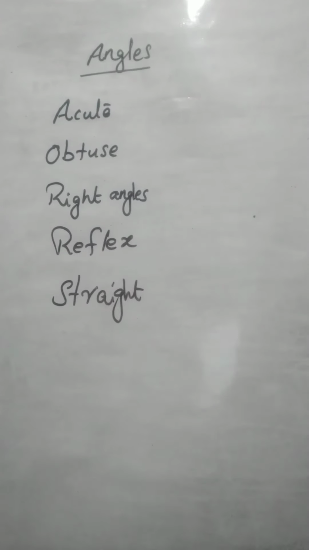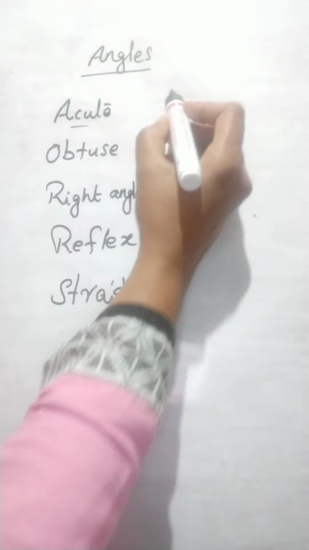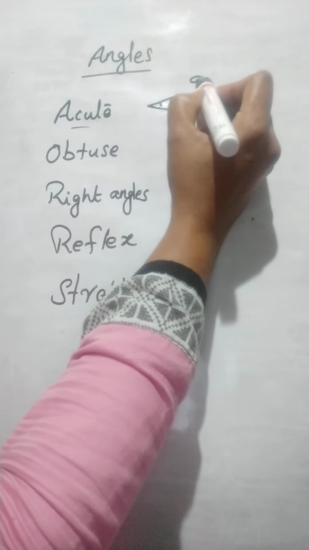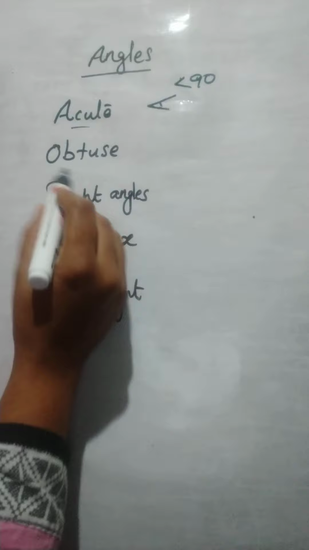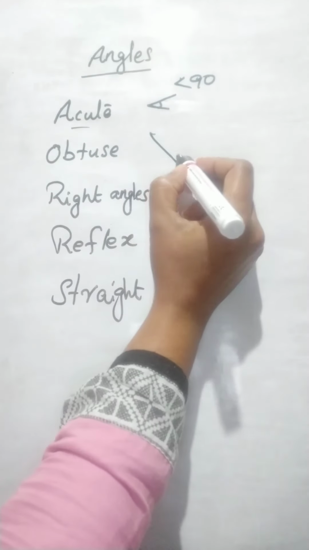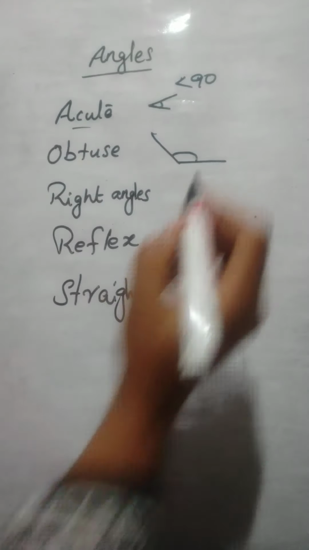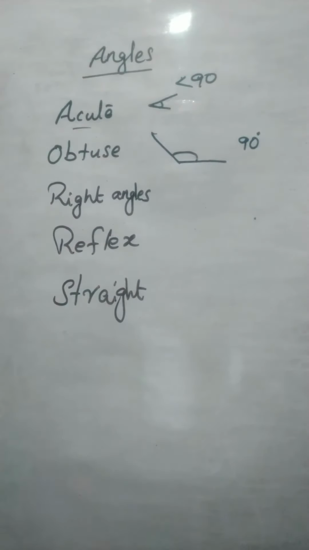We know there are different types of angles. Acute angle, that is less than 90 degree. Okay? 90 degree. Then obtuse angle. These type of angles are obtuse angles. That is more than 90 degree. Okay.